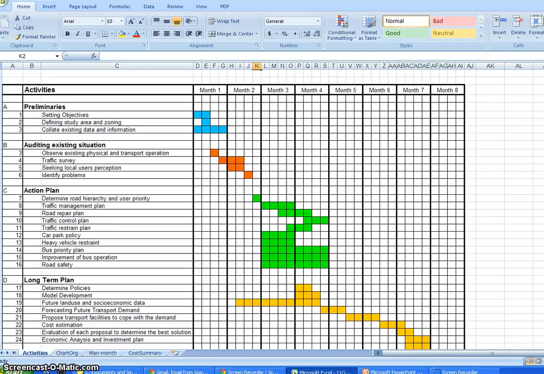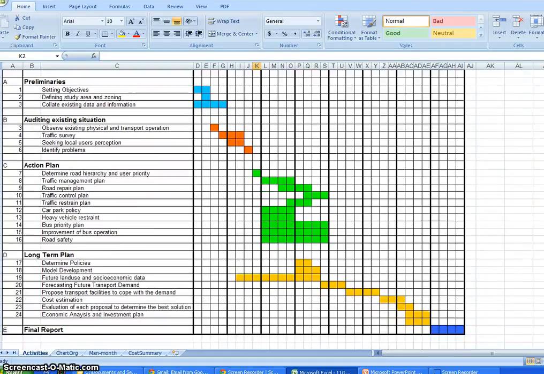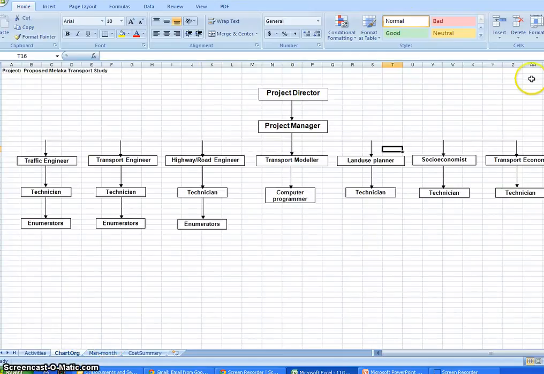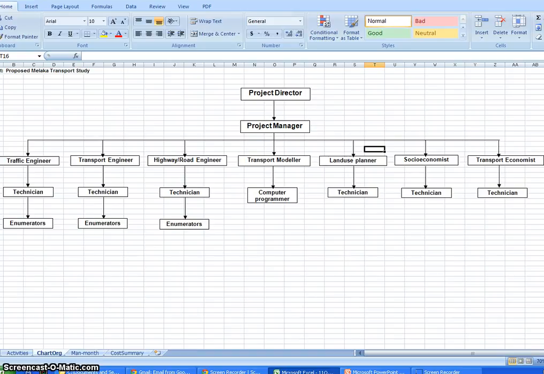assign somebody to look into this. We have to assign every activity. We have to assign somebody to look into this. So these are the activities. So we have to design our organization. For example, like this, for this particular project, we have a project director.